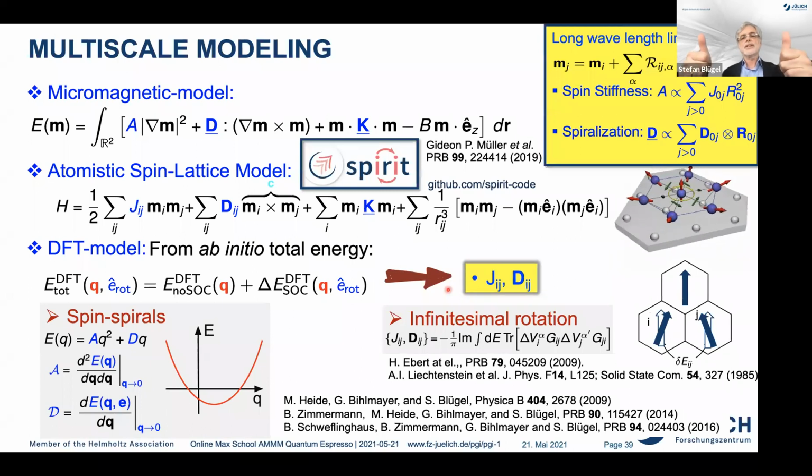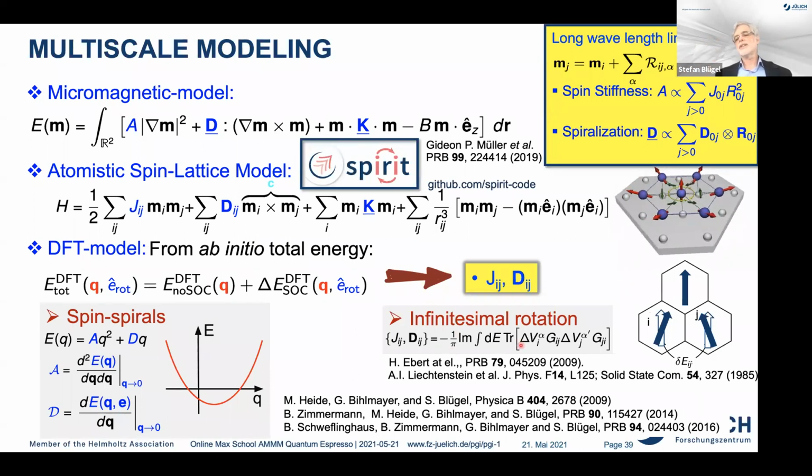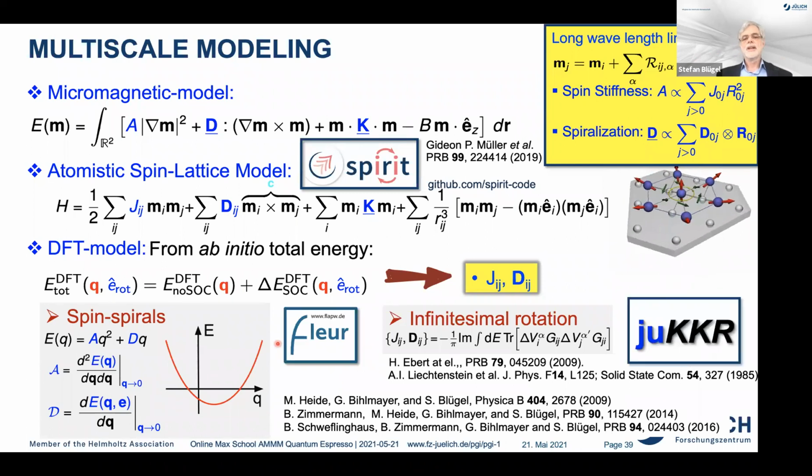You take a magnetic state, you basically change a pair of atoms slightly, and then calculate the change of the total energy with respect to these small changes. And this gives you basically these Heisenberg and Dzyaloshinskii-Moriya parameters. And you can do that with different codes, for example, with the Quantum Espresso code. We are doing it with the Fleur code and the KKR code because we are more used to that code.